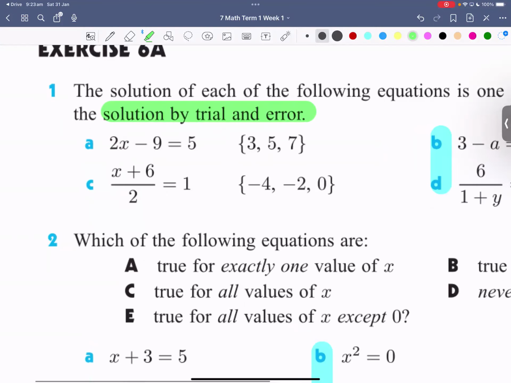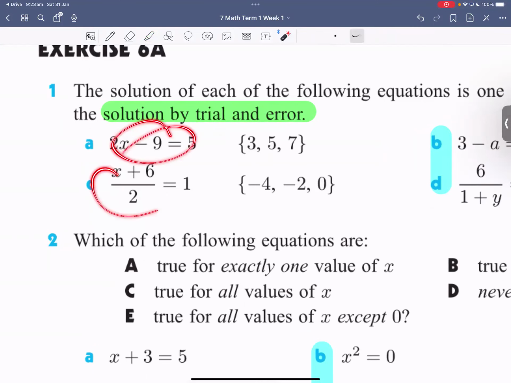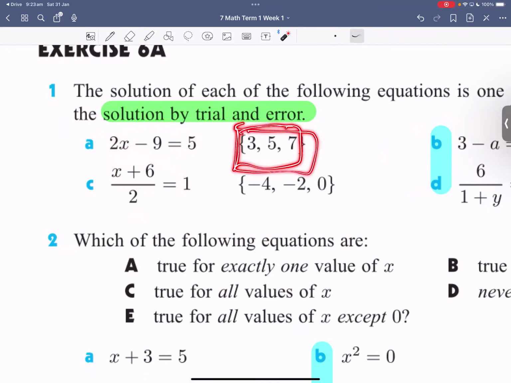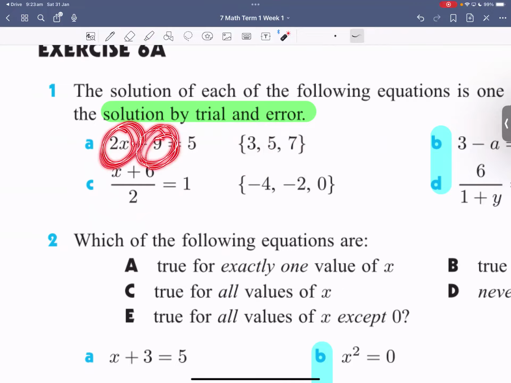So guys, we have to solve these using trial and error. And luckily they're telling us that the answer is one of those 3 numbers. I'm glad they're telling me that, because if they didn't, it would take even longer. So let's go. Let's try 3. So guys, what's 2 times 3? 6. 6 take 9. -3. Okay. So 3 is not the answer. So I can get rid of 3.